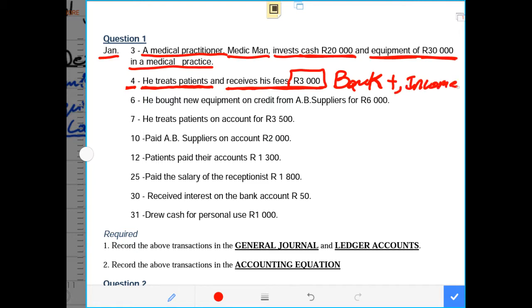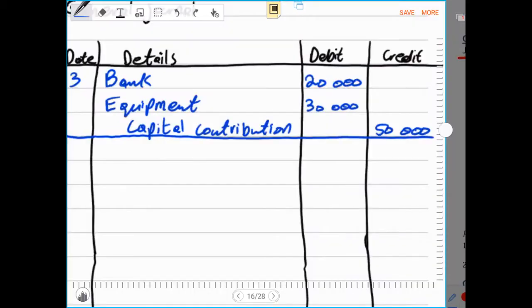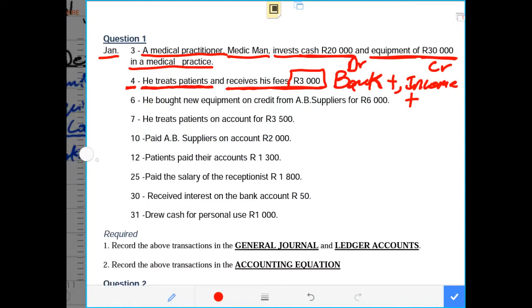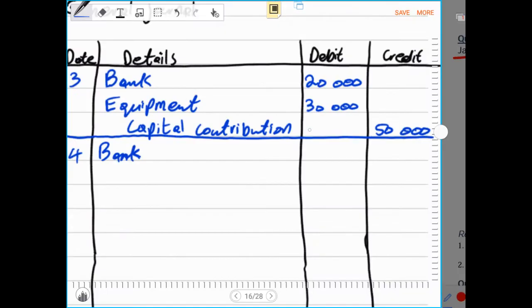Income will also increase because the owner has received money in the form of income from treating the patient. So now we know that the bank will be increasing on the debit side and income will be increasing on the credit side. So now when we do our general entry, we will say on the 4th day, we debit our bank with the money that was received from the patient, which was an amount of 3,000 rands, and we increase our bank by the amount that we received.